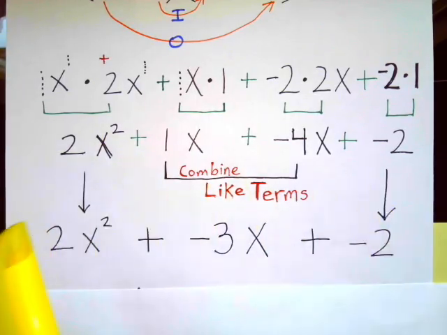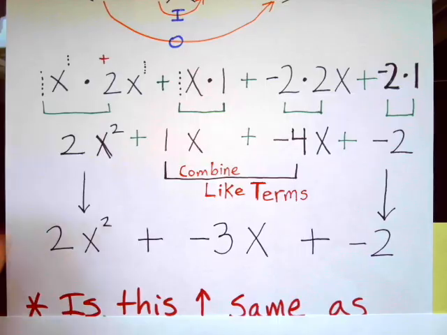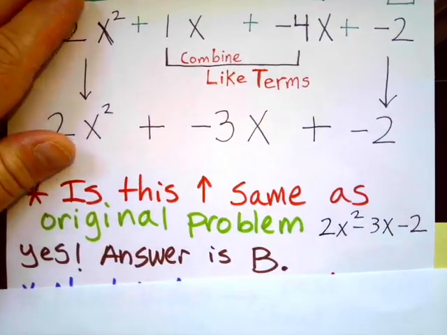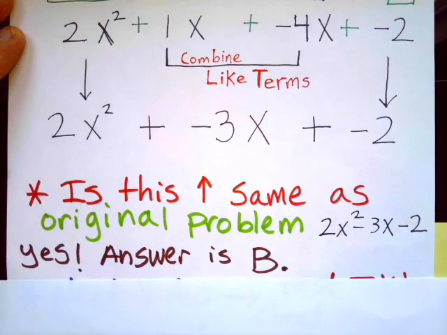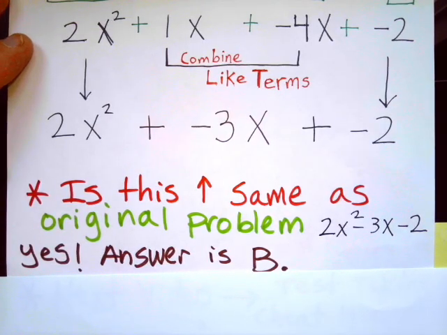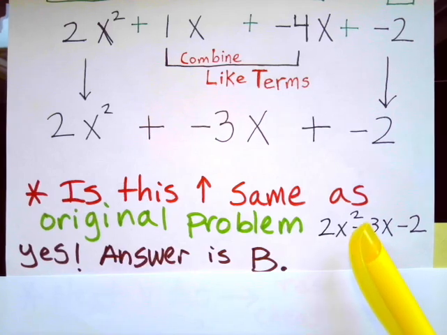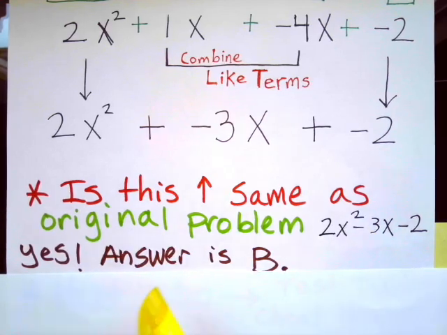Does this expression look like what we started with? That is the question that we need to answer. Is this the same as 2x squared minus 3x minus 2? Yes. After you FOIL, you come up with that expression of the function. Yes, your answer is B. So B is going to be your correct answer.